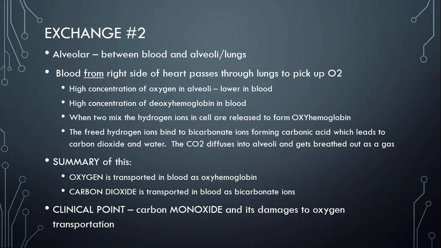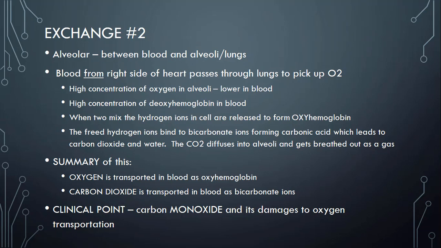So the summary of this, and you have to read the chapter to understand it a little bit better, is that oxygen is transported in the blood as oxyhemoglobin. Carbon dioxide is transported in the blood as bicarbonate ions. And the red blood cells themselves mostly carry the oxygen, and the carbon dioxide is carried as bicarbonate ions in both the plasma and the cells.